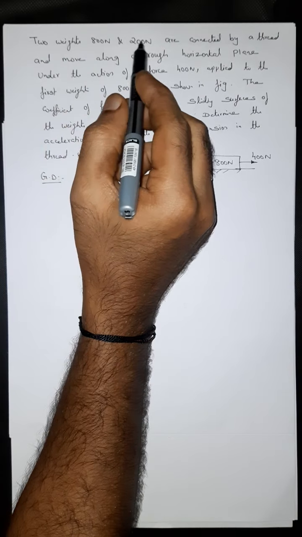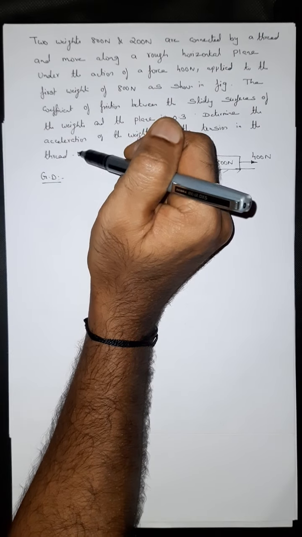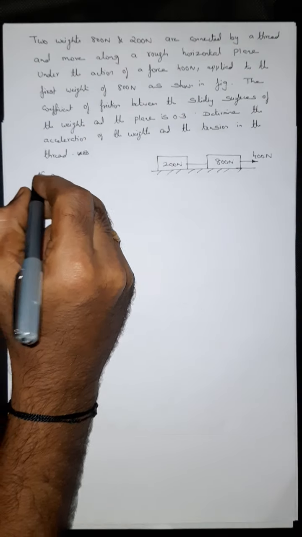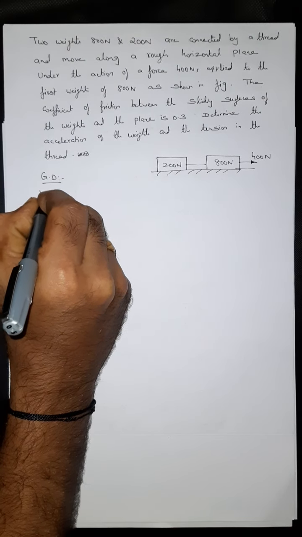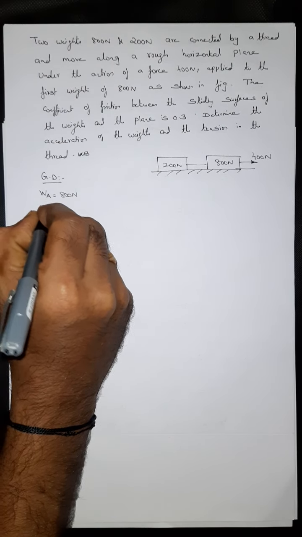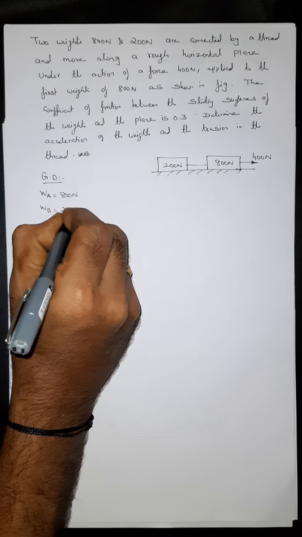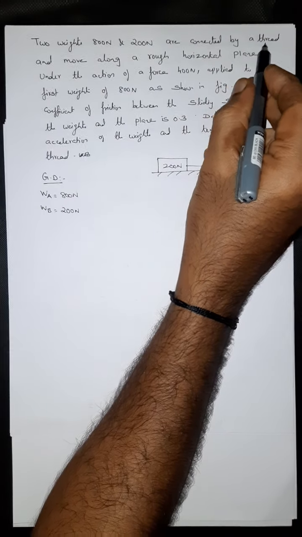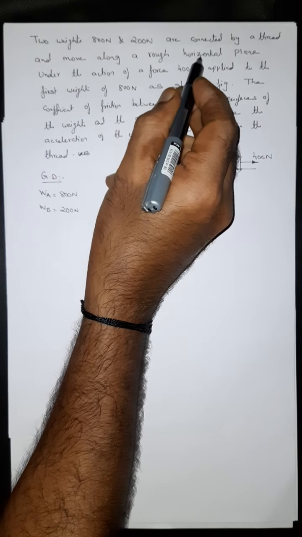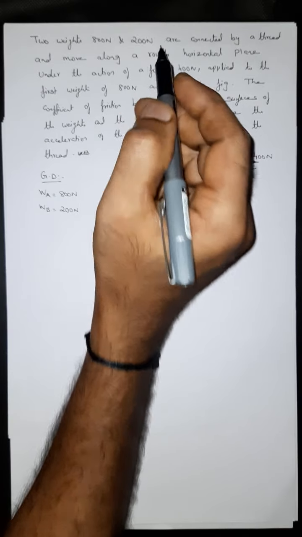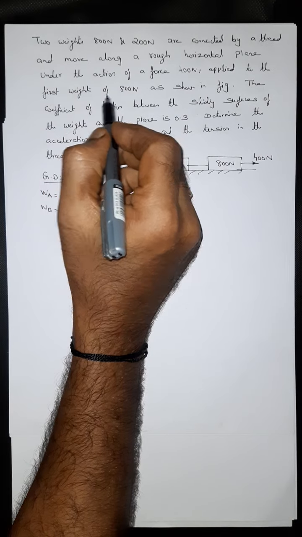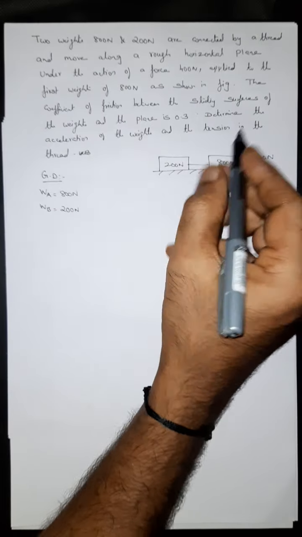Let me read out the question to extract the given data. Two weights, WA equal to 800 Newton, WB equal to 200 Newton, are connected by means of thread and move along a rough horizontal plane, under the action of force 400 Newton applied to the first weight of 800 Newton as shown in figure 5.